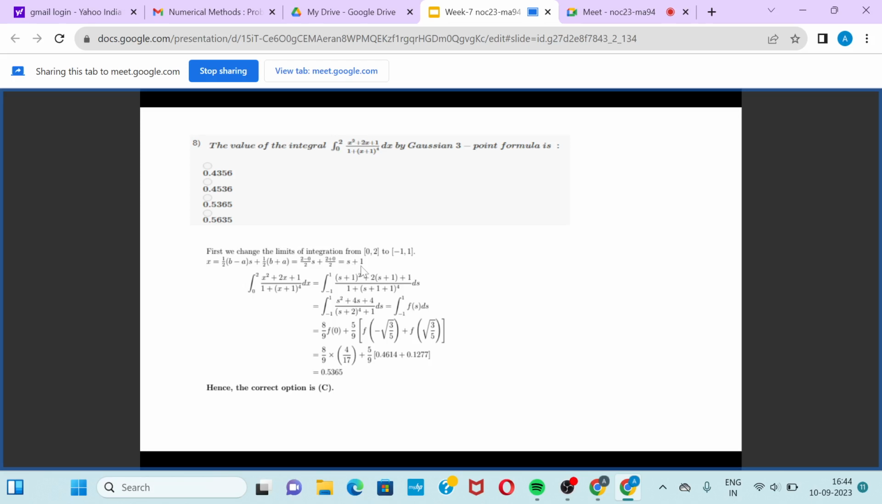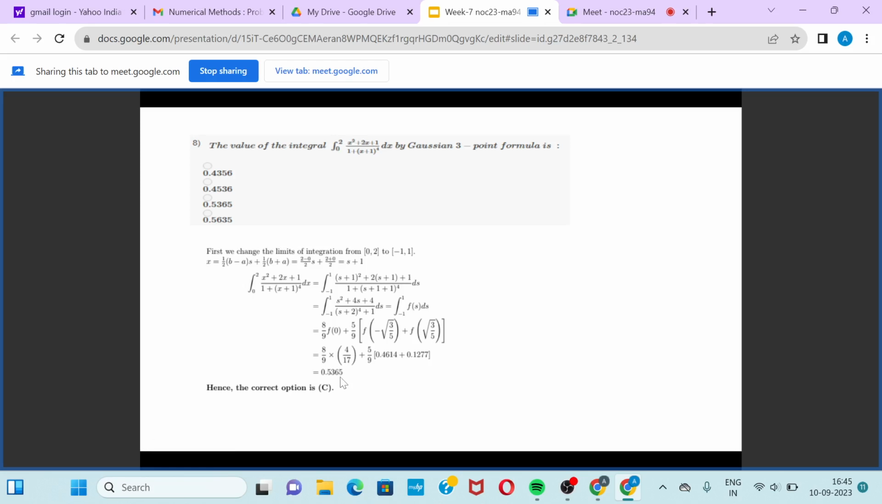Now the integral will change from 0 to 2 to minus 1 to 1, and in place of x we write s plus 1. On simplification, this will be equal to f of s. Now we can apply the Gaussian 3-point formula, which says this integral will be equal to 8 by 9 f of 0 plus 5 by 9 times f of minus root 3 by 5 plus f of root 3 by 5. Substituting these values of f of 0, f of minus root 3 by 5 and f of root 3 by 5, taking this as f of s, you will get 0.5365.